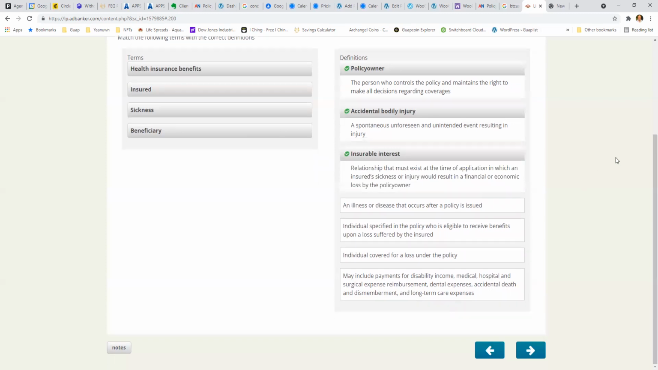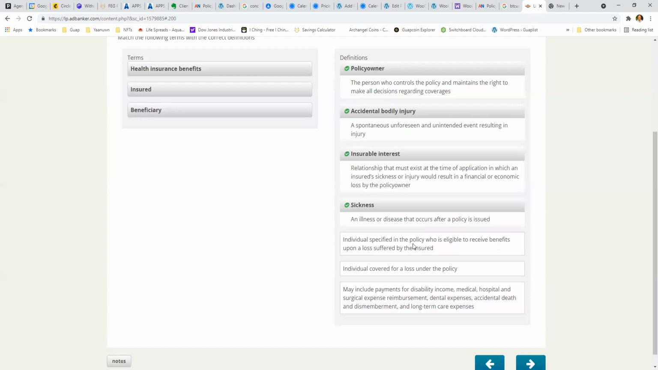An illness or disease that occurs after a policy is issued is a health insurance benefit, an insured, a sickness, or a beneficiary. It's really an illness or disease that occurs after a policy is issued is a sickness.